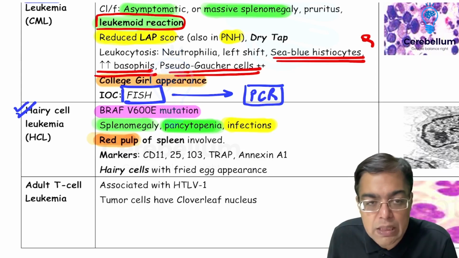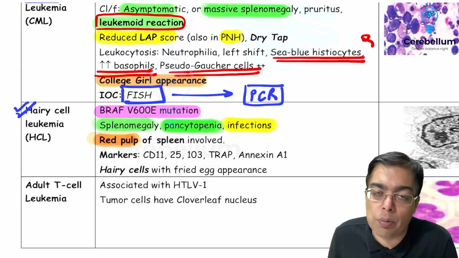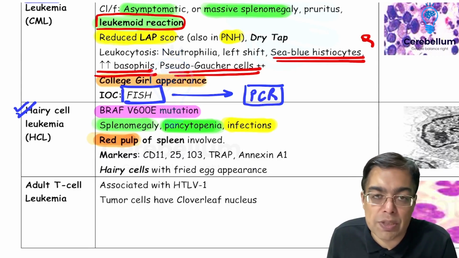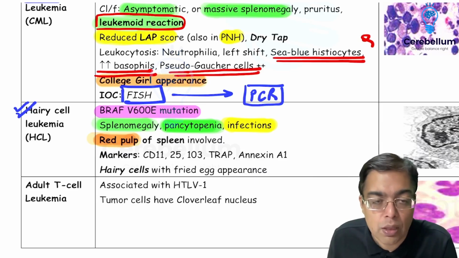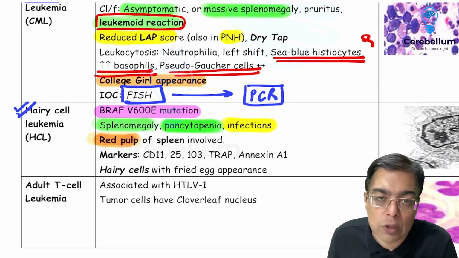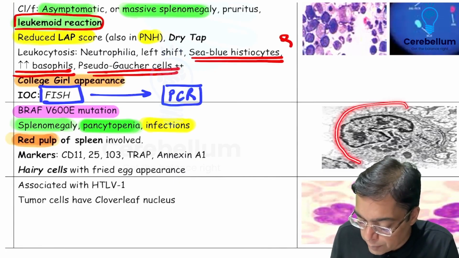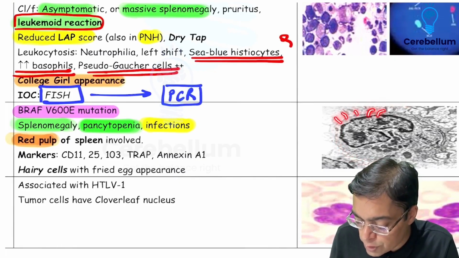The patients are going to have another finding, the presence of a dry tap on the bone marrow aspiration. What is going to be seen in these patients is that when we perform a bone marrow biopsy, it would show you the presence of cells having a honeycomb pattern. Electron microscopy of a hairy cell is what was asked as a question recently. So you're going to have the presence of cells having a hairy projection.